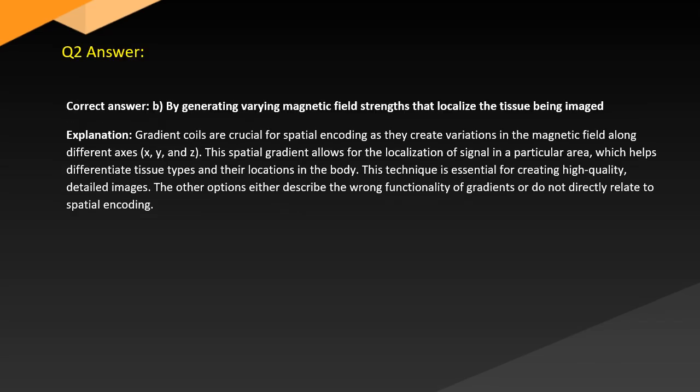Answer. Correct answer. B. By generating varying magnetic field strengths that localize the tissue being imaged. Explanation. Gradient coils are crucial for spatial encoding as they create variations in the magnetic field along different axes X, Y, and Z. This spatial gradient allows for the localization of signal in a particular area, which helps differentiate tissue types and their locations in the body. This technique is essential for high-quality, detailed images. The other options either describe the wrong functionality of gradients or do not directly relate to spatial encoding.